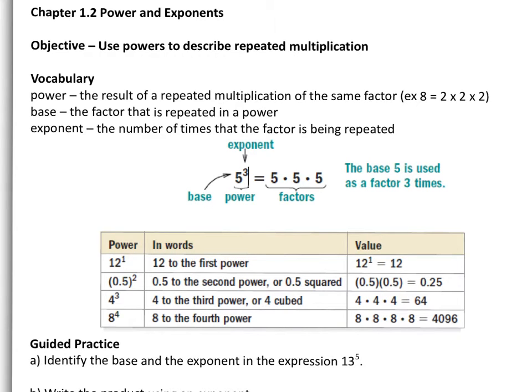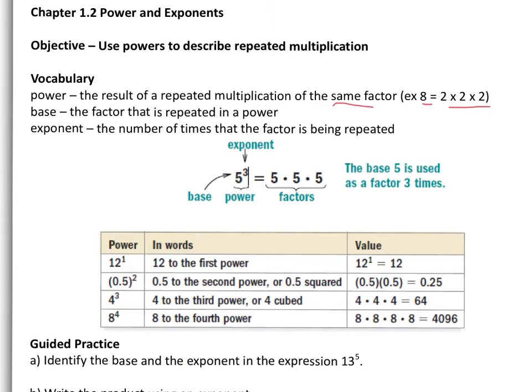1.2 Power and Exponents. In this lesson, we are going to use powers to describe repeated multiplication. The word power means the result of a repeated multiplication of the same factor. For example, 8, we could rewrite that as 2 times 2 times 2.